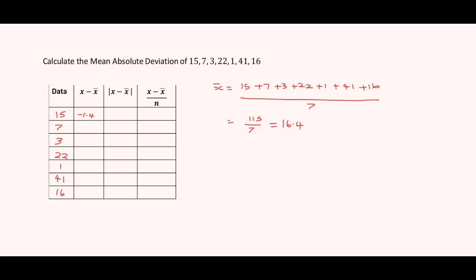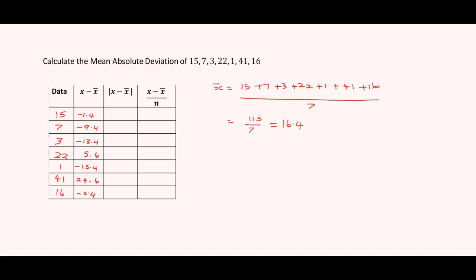7 minus 16.4 is negative 9.4. 3 minus 16.4 is negative 13.4. 22 minus 16.4 is 5.6. 1 minus 16.4 is negative 15.4. 41 minus 16.4 is 24.6. And 16 minus 16.4 is negative 0.4.